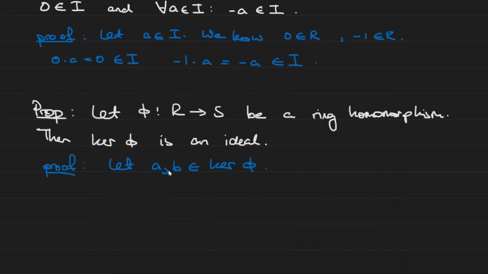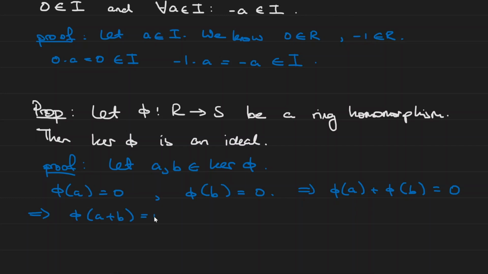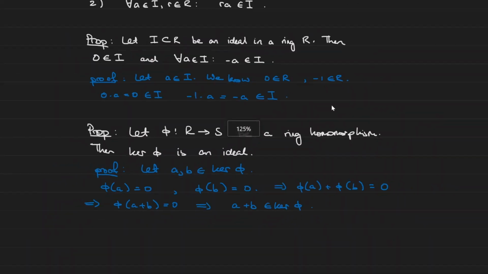So what does it mean for two elements to be inside of the kernel? It means that phi of A is equal to 0, and also phi of B is equal to 0. So let's add these two together, then we get phi of A plus phi of B is equal to 0 plus 0, well, that's a 0. But now using the ring homomorphism property, we can bring these two phi's together, and that's going to give us phi of A plus B, that's equal to 0. But this tells us that A plus B must be inside of the kernel to begin with. So that was the first property.